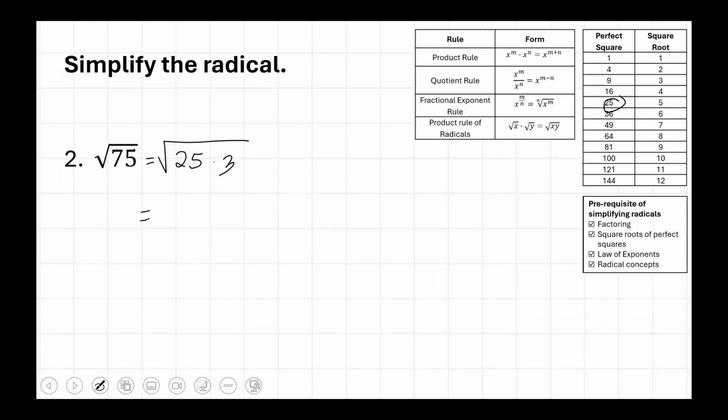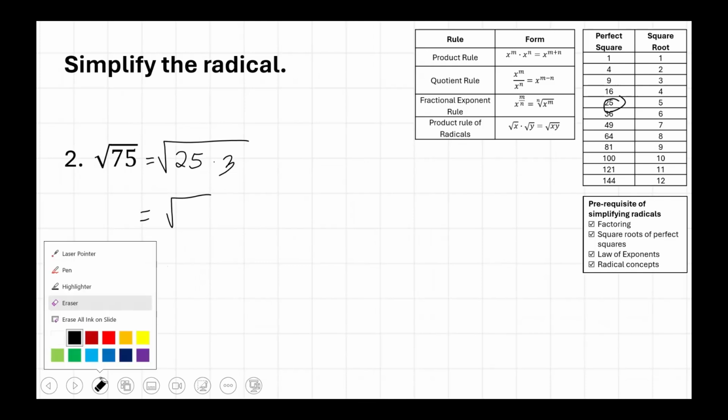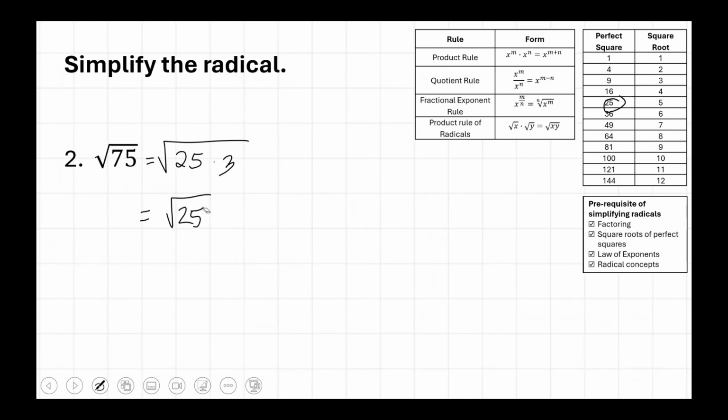Then, using the product rule of radicals again, we can rewrite our square root of 25 times 3 into square root of 25 times square root of 3. Then, we simplify. Square root of 25 is 5, and square root of 3 is just square root of 3. And that's our simplified form for the square root of 75.